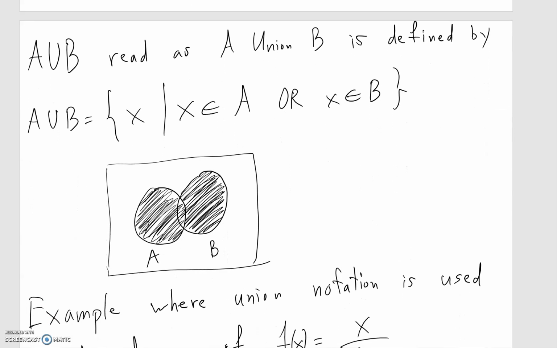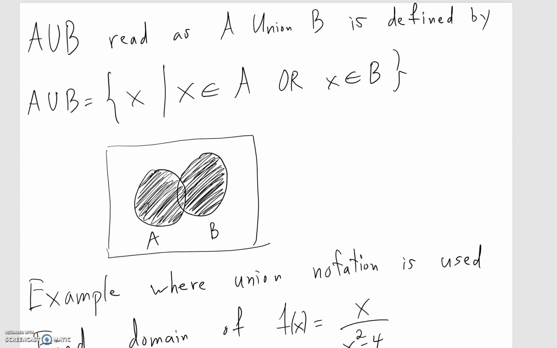Now up next is union. So how do you read this thing here, this A with a capital U followed by a B? This is read as A union B. The union of the two sets A and B is defined as the following. It is the set of all elements X such that X is in A or it is in B. The key word here is the word or.